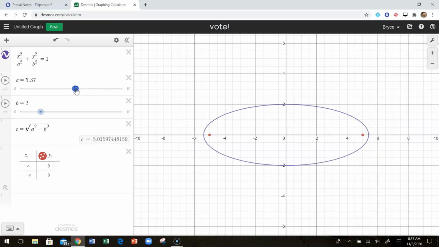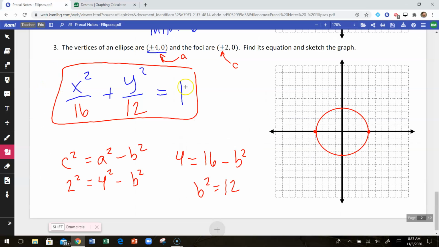If I bring a back and I make it really close to b, look at what happens to the foci. They get further and further away from the vertices until, well, now we have a perfect circle, and I just have a single focus here in the middle. But that's a conversation for a different day. So just think about those numbers and how that's going to affect the shape of your ellipse.